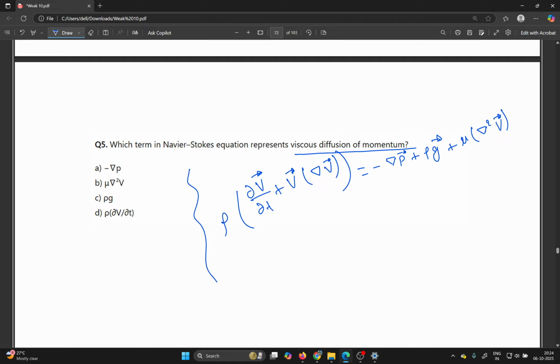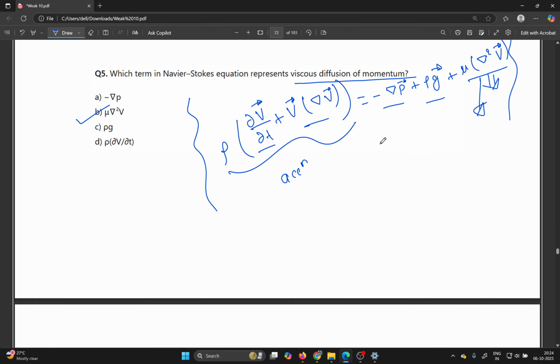So now you can think. This is your acceleration part, maybe a combination of both local and convective acceleration. This is your pressure force, body force, and this is related to your viscous. So the question is asking about the viscous diffusion of the momentum. So definitely you will go with this term. So just search this thing, and this is your third term. So here you will get the third term, option B. So option B will be correct.